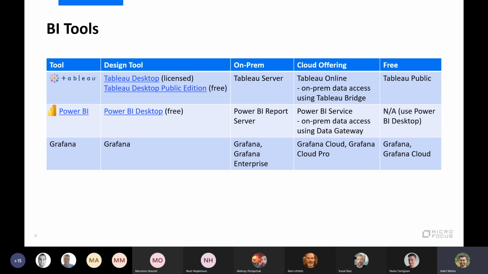So in that sense, the public edition is not very relevant for us, because in our use cases we always want to connect to the Optic data lake, which is our Vertica database. So you can't really use the public edition for our use cases. Nevertheless, you use either the desktop or the public edition to design your report, and then you publish the report either on the on-prem solution, which is the Tableau Server, or their cloud offering called Tableau Online.